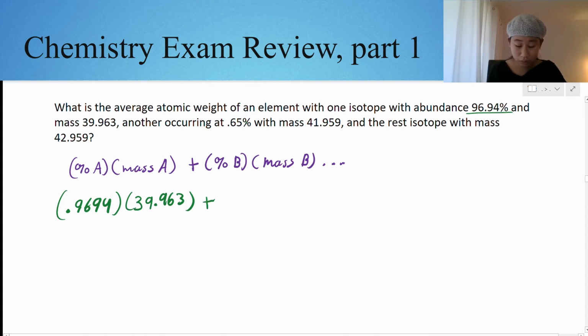Next, we're going to do it with the second isotope. So 0.65% is going to be converted to 0.0065 in decimal form, times the mass of B, which is 41.959. So that's the second isotope. And we're going to add this to the third isotope's information.